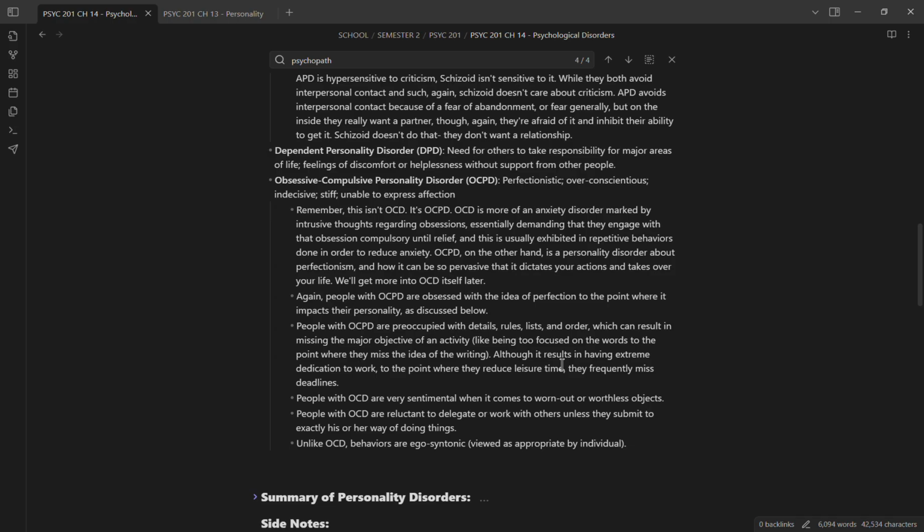In OCPD, unlike OCD, behaviors are egocentric. In OCPD, it's also important to note, and we'll get into this, the person feels like what they have is perfectly fine. They don't realize that it's an issue. In OCD, they do realize that it is an issue.